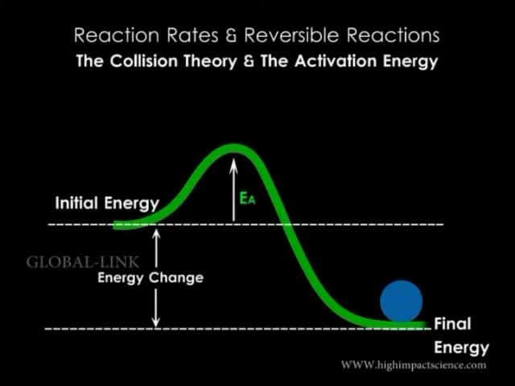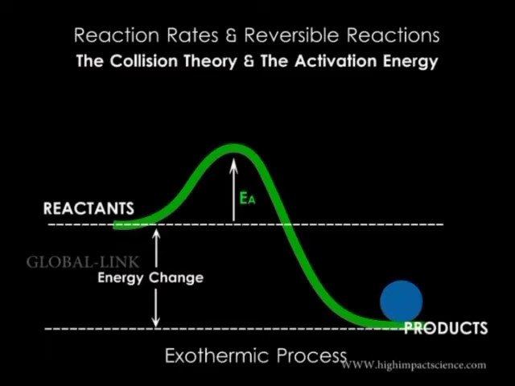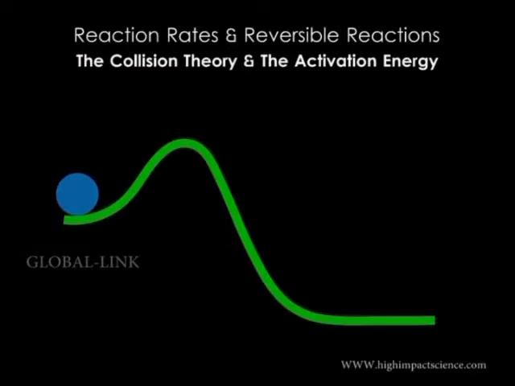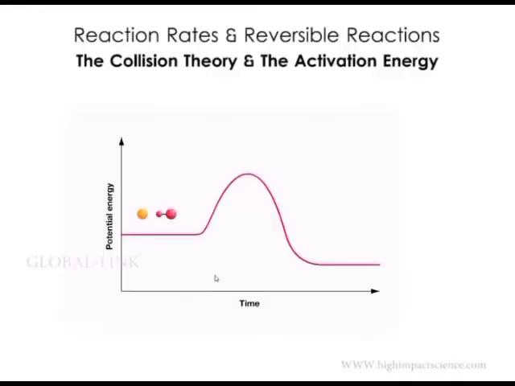In terms of chemical reactions, the reactants are here and products on the other side, and this is an exothermic process. An endothermic process will look like this. If we don't have enough activation energy, the ball is not going to get over the hill. And that is exactly what happens during chemical reactions.